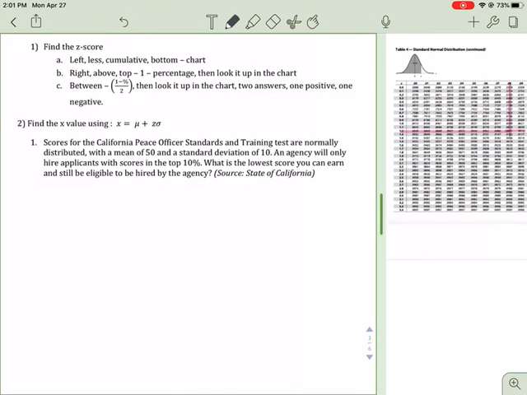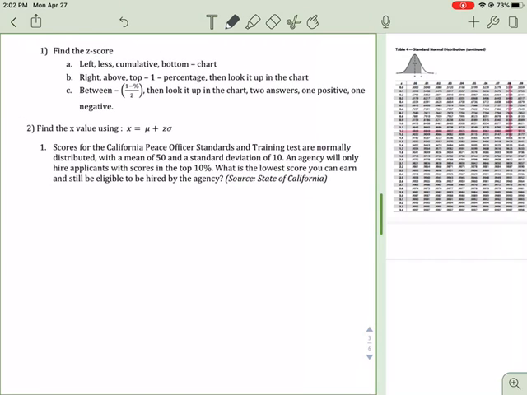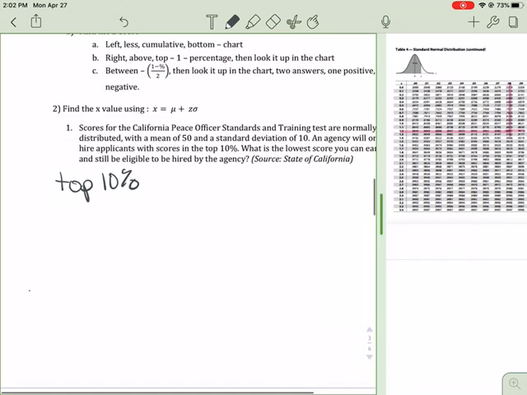Okay, so here we have the California Police Officer Standards and Training Test scores are normally distributed with a mean of 50 and a standard deviation of 10. The agency will only hire applicants scoring in the top 10%. What is the lowest score you can earn and still be eligible to be hired by the agency? Okay, so we want the top 10%. Okay, so let's draw our picture that goes with that.